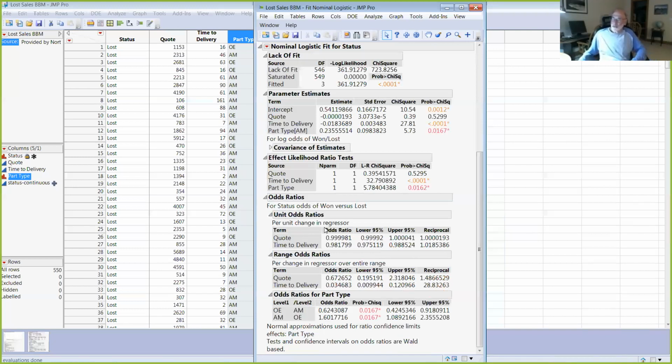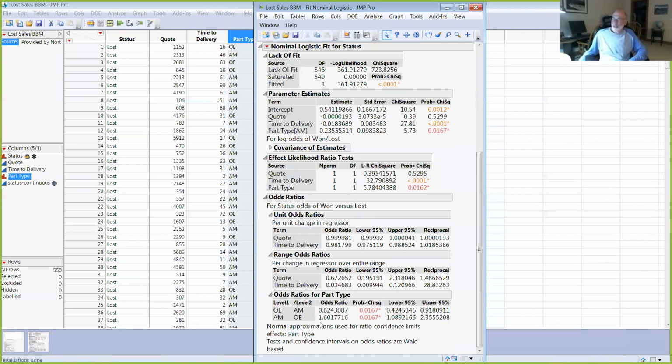And for the odds ratios, let's take the part type first. That's the easier one. You're comparing two different groups, and they give you both comparisons, original equipment versus aftermarket or aftermarket versus original equipment. They're just inverses of each other. It's almost always easier to talk about the numbers that are greater than 1. So I'll focus on the second comparison here rather than the 1 divided by those numbers.